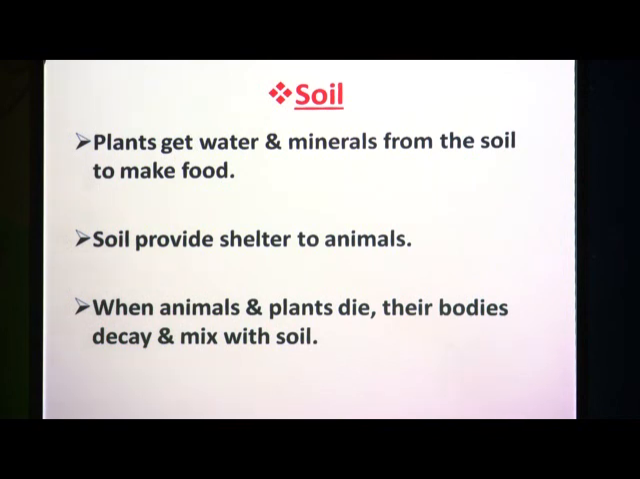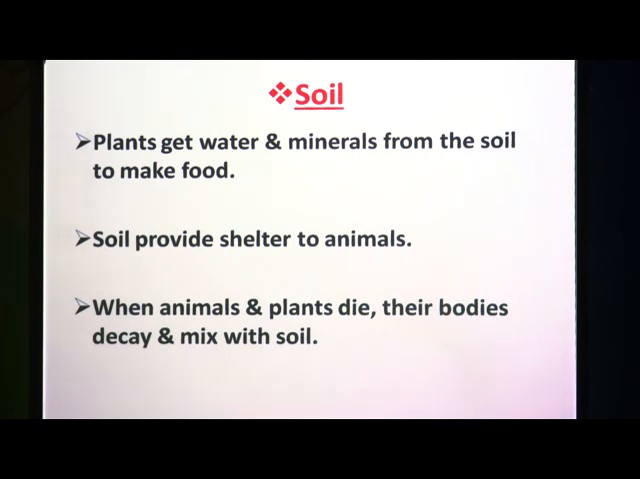And since all animals depend on plants for food, they indirectly depend on soil for food, and plants depend on soil to get nutrients. When animals and plants die, their bodies decay and mix with soil. After dying of animals, what happens? Their bodies start decaying in the soil, and afterwards get mixed with the soil, and that adds humus to soil. As we know that humus is very essential for the growth of plants, and that humus is also added by the decaying bodies of the animals.